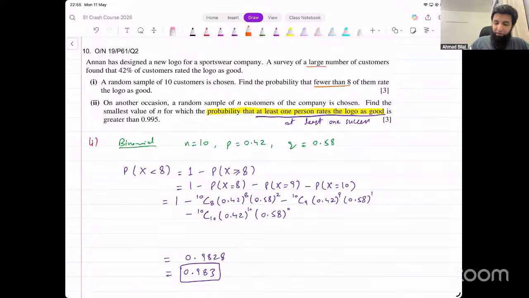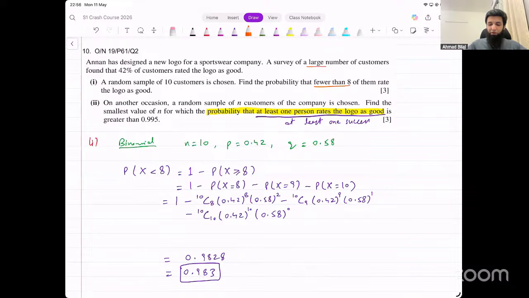So a survey of a large number of customers found that 42% of the customers rated the logo as good. So the probability of the logo being good is 0.42. Now they're saying a random sample of n customers is chosen. So we are selecting n customers. We want to find the smallest value of n for which the probability that at least one person rates the logo as good is greater than 0.995. Now, how do we think about that?